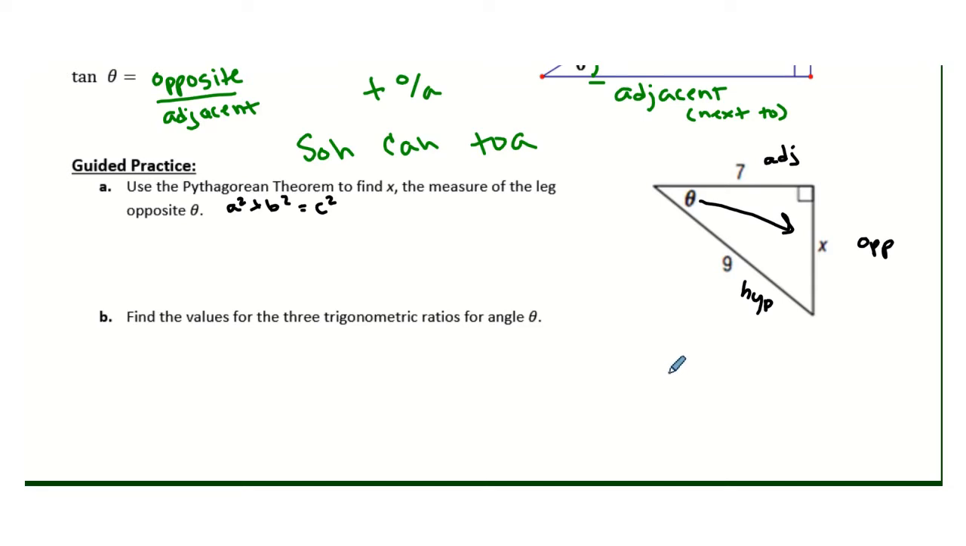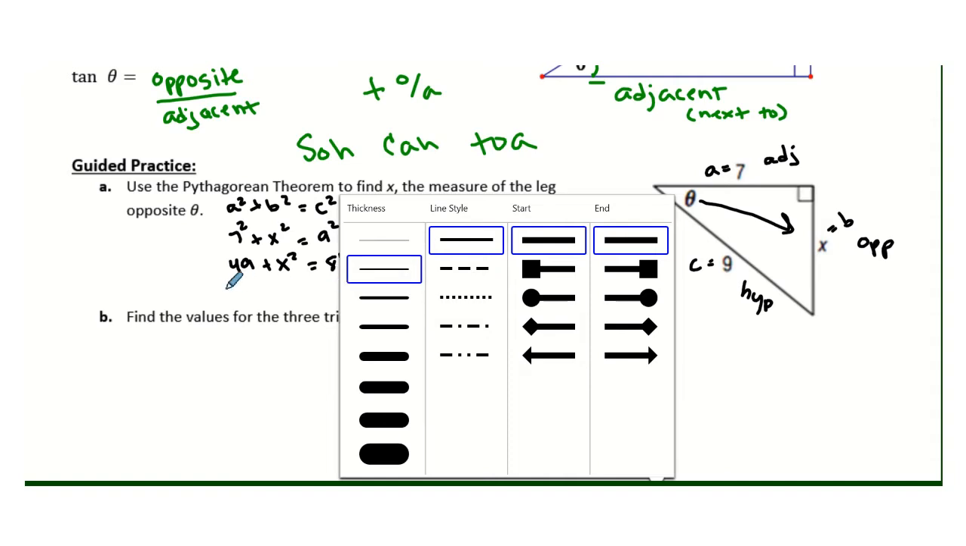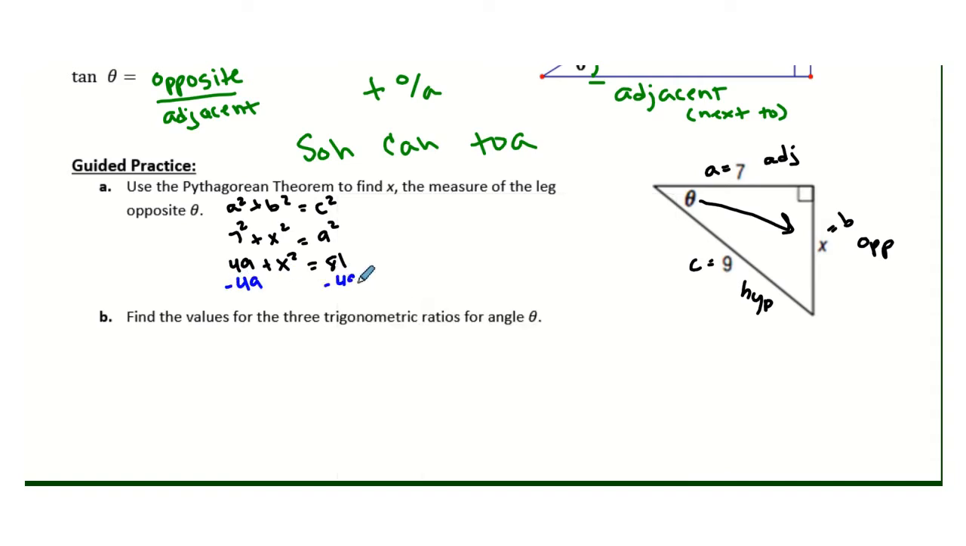So here I'm going to let 7 be a, x is b, and 9 is c. Remember, your hypotenuse is always c. So to use the Pythagorean theorem, I'm going to do 7 squared plus x squared equals 9 squared. So I'm going to have 49 plus x squared equals 81. To solve for x, I can go ahead and subtract 49 from both sides. And when I do that, I get x squared equals 32.